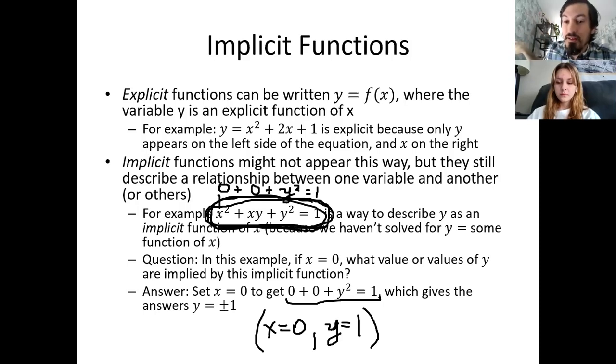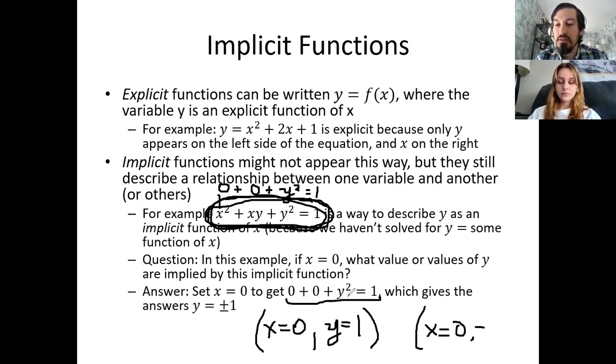You might say, well, what about that other point, x equals 0, y equals negative 1? And I would say, that's outside the neighborhood. Forget about that point. Right now, we're just looking at x equals 0, y equals 1. And actually, this would be a function there. Y and x would have this relationship near that point. There could also be one near x equals 0 and y equals negative 1.